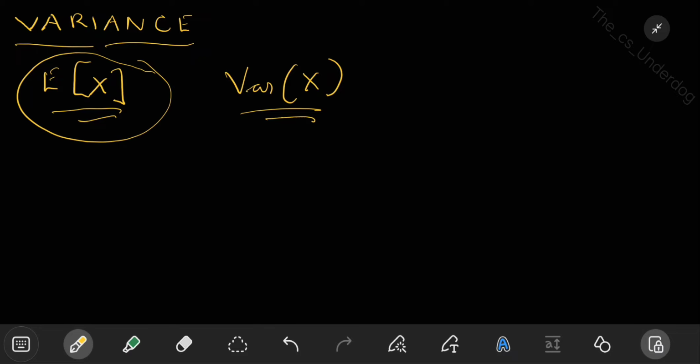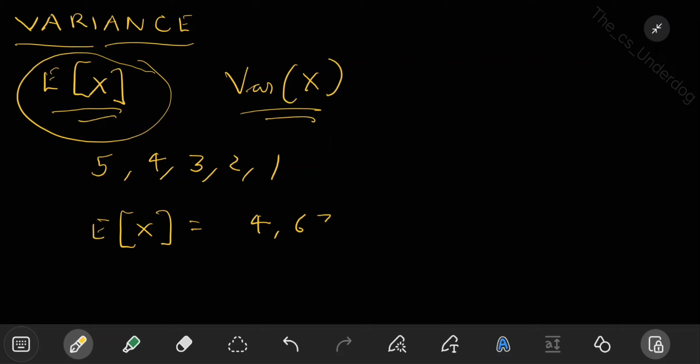Let us take our previous movie review example. In that case, we were considering ratings of 5, 4, 3, 2 and 1. And we had found that the expected value for the movie under consideration was 4.63. 4.63 was the expected rating. So how would you find the variance? The variance is to find how your data is spread from this expected value.